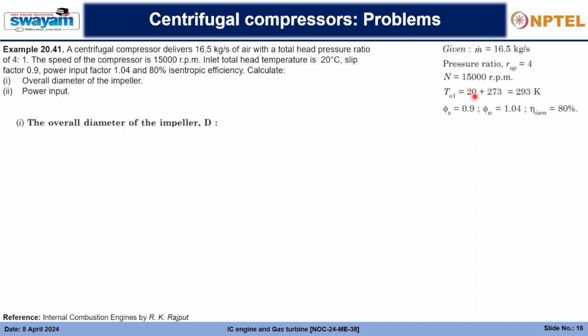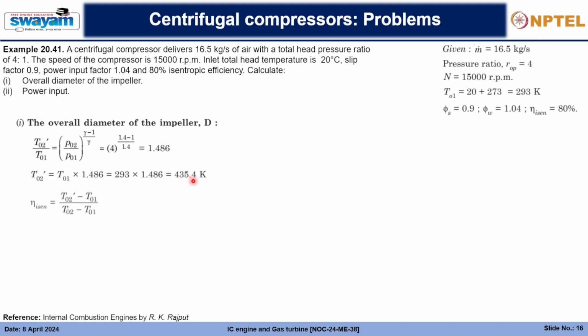Now, the overall diameter of the impeller D. For that, we'll use the isentropic relation between the stagnation temperature and pressure points. We know the pressure ratio, and it is the total head pressure ratio, so that's why we use that. The static pressure ratio may not be the same, so you'll have to be careful what the question says. From this, we calculate T02 dash at the exit, the total temperature, which is 435.4 Kelvin.